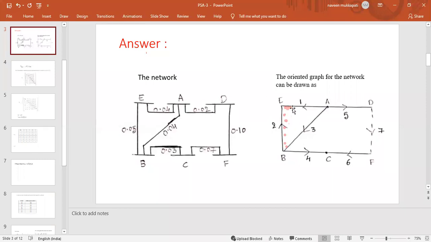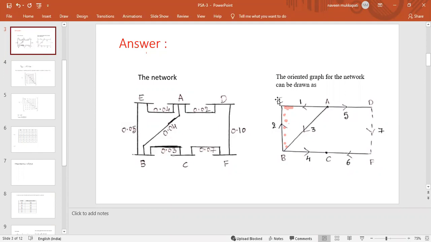By using this network, we draw the oriented graph. In this graph, we are taking E as a reference, and the other nodes are A, D, F, C and also B. E is the reference.